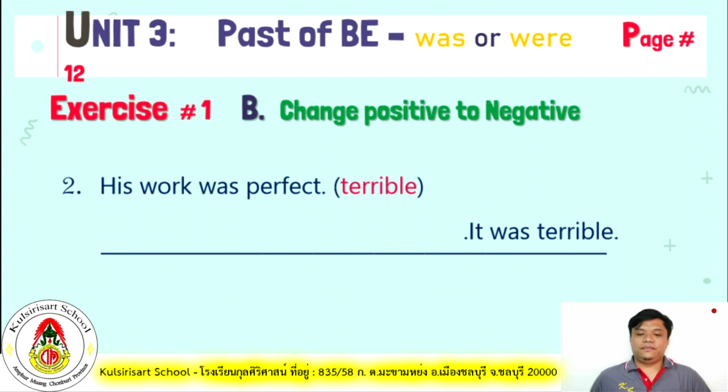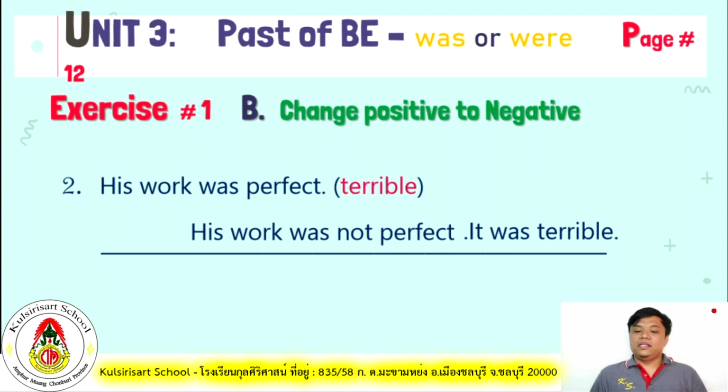Okay, number 2. His work was perfect. But we have here the word in parentheses that it is terrible. It's not perfect. So, again, we put the word not to make it into a negative. So, instead of saying his work was perfect, we will say his work was not perfect. You can also use contractions, saying his work wasn't perfect.